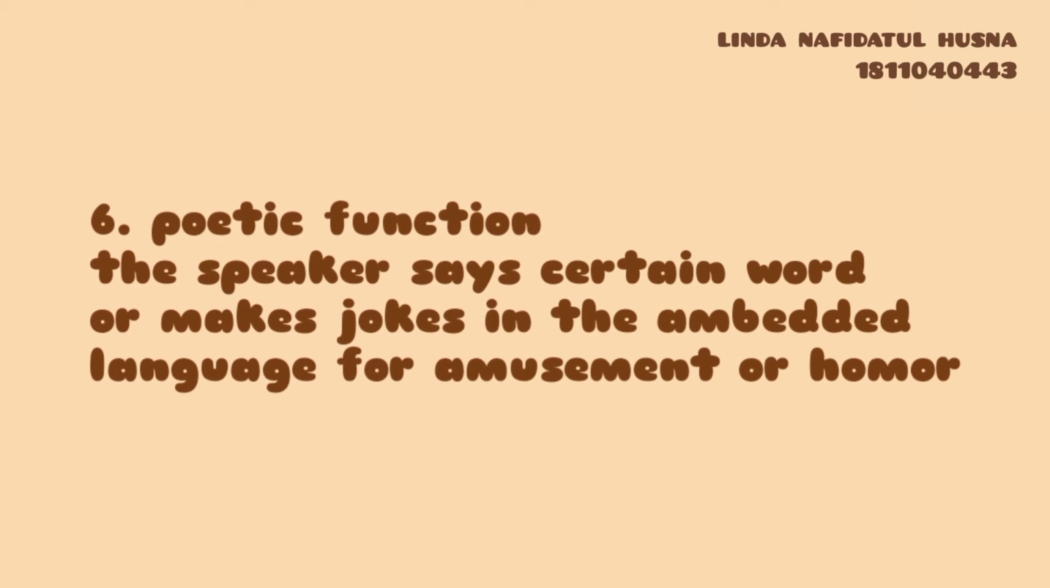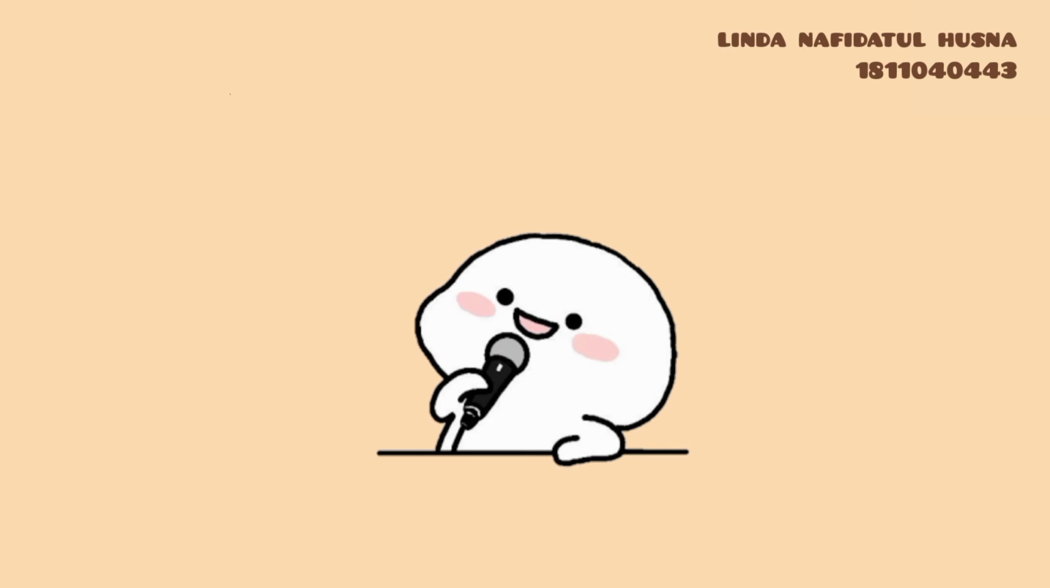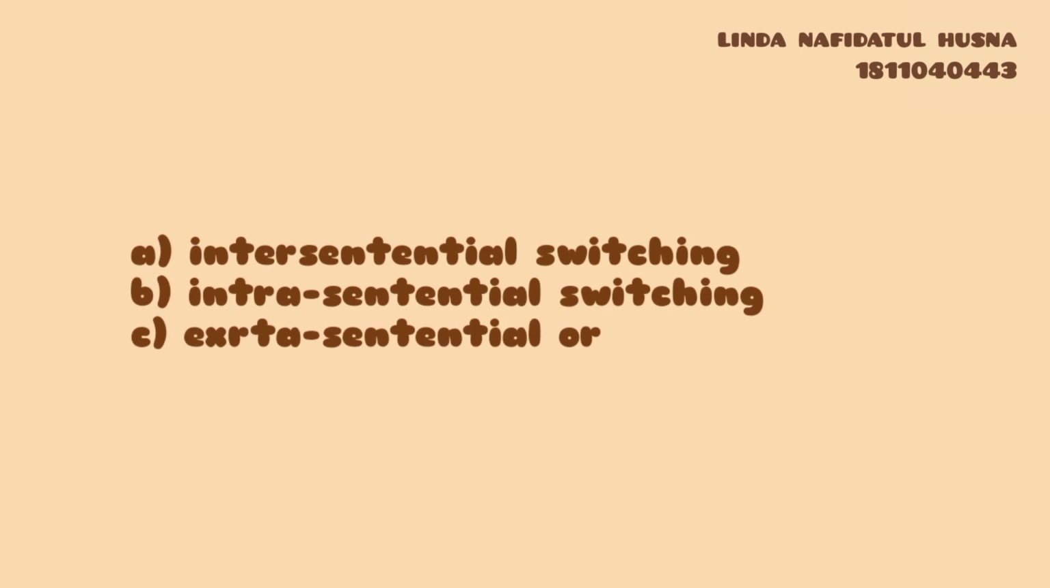6. Poetic function. The speaker says certain words or makes jokes in the embedded language for amusement or for some kind of artistic purpose. Code switching takes a few different forms. There are some main ones: inter-sentential switching, intra-sentential switching, and extra-sentential or tag switching.